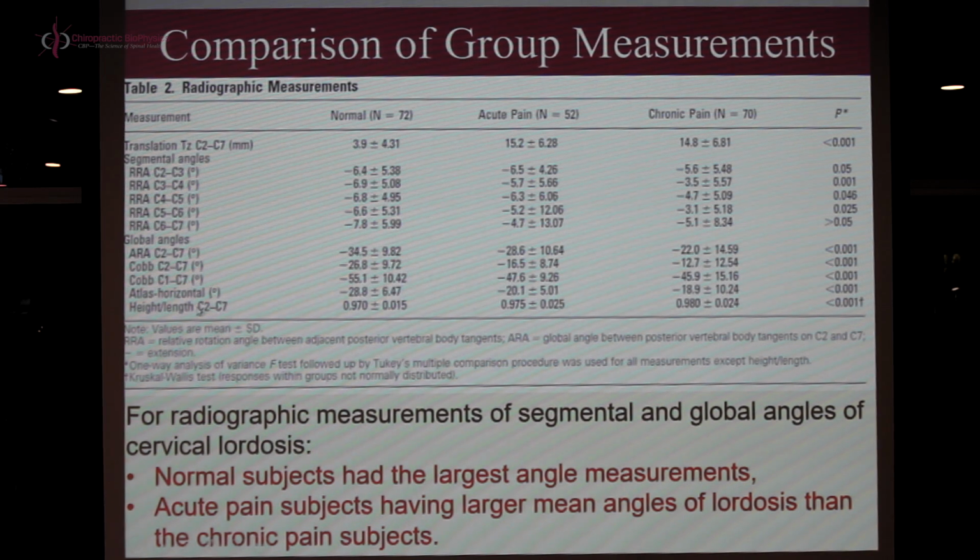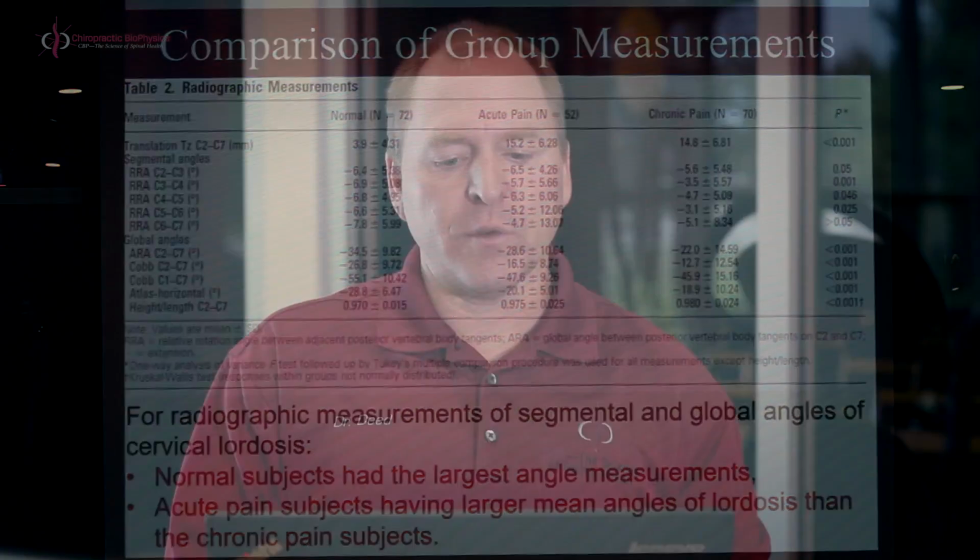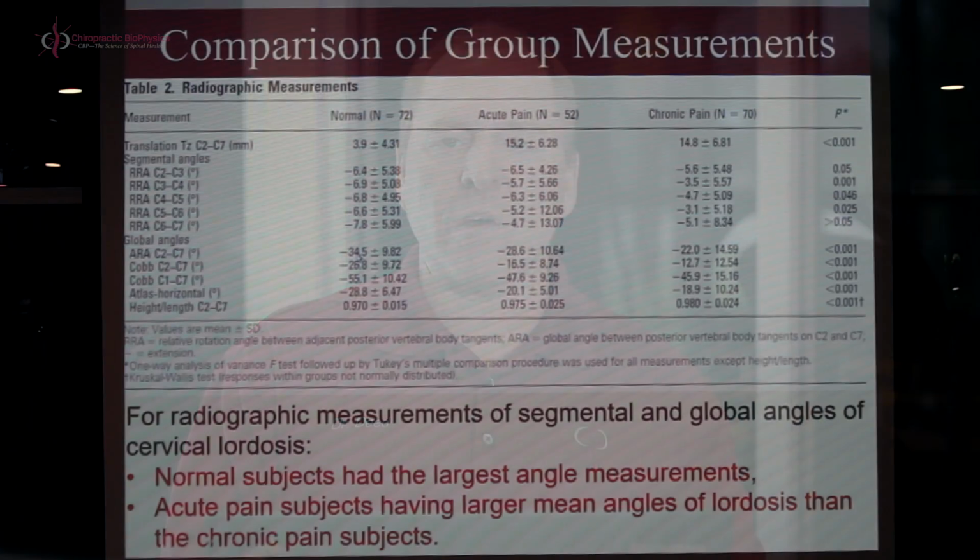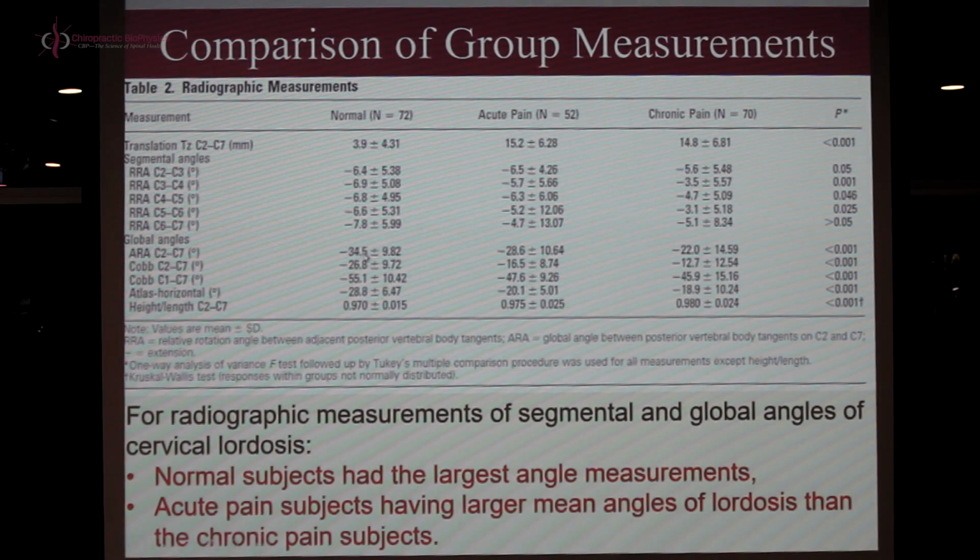So if we look at the height over length index, 0.97 or 97%. 1.0 is a perfectly straight cervical curve. So 97%, what does that translate to? Well, that translates to an ARA C2 to C7 of 34.5 degrees. That's quite a nice cervical curve. And if you look at the segmental contribution to the curve, it's very uniform. Everything is 6 degrees except right at C6, C7. It's very, very close, right?